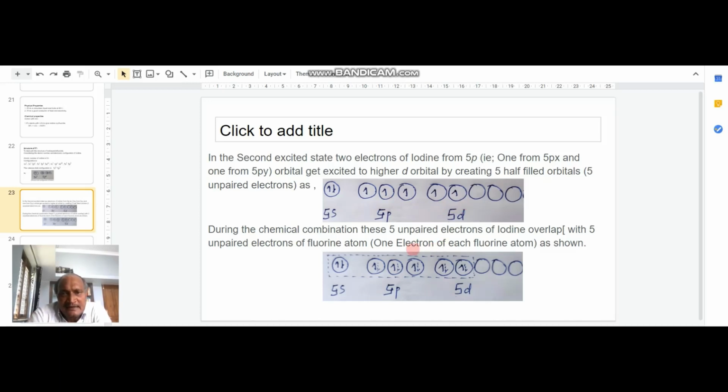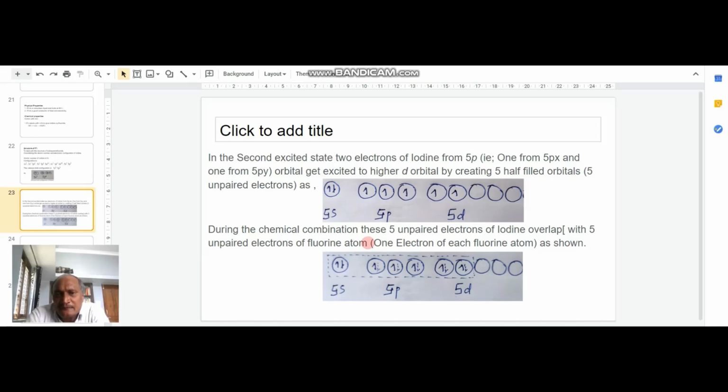During the chemical combination, as the iodine atom has 5 unpaired electrons, these 5 unpaired electrons of iodine overlap with the 5 unpaired electrons of the fluorine atoms.